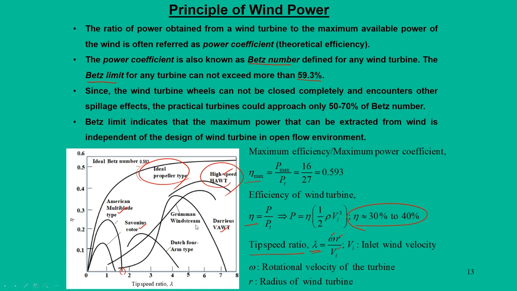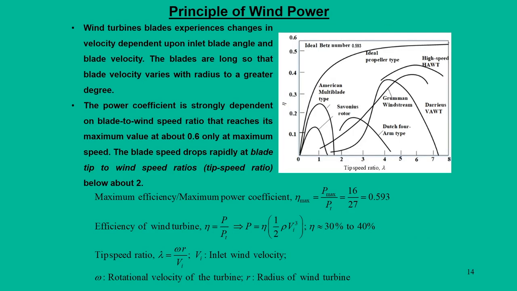Depending on the particular geographical location at which wind is available, the choice of rotor or turbine can be made. So this analysis gives a more realistic view for applying wind machines at a particular location. Another important point I need to emphasize is that the power coefficient is strongly dependent on the blade tip to wind speed ratio, that reaches a maximum value of about 0.6 only at the maximum speed, and it drops rapidly with blade tip to wind speed ratio below 2.